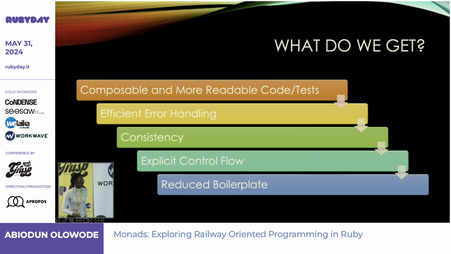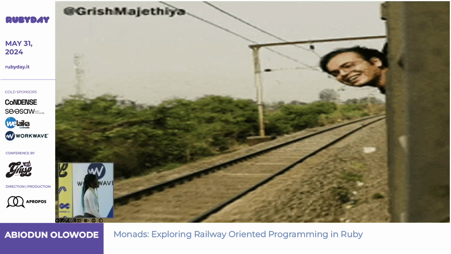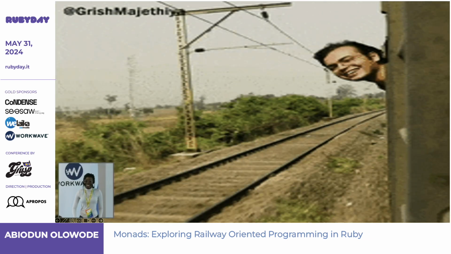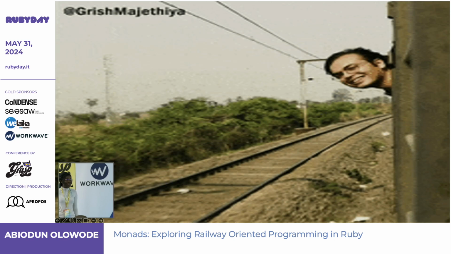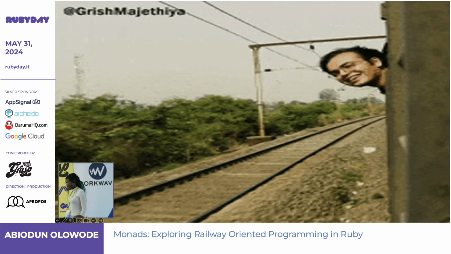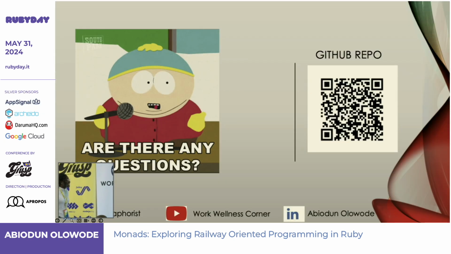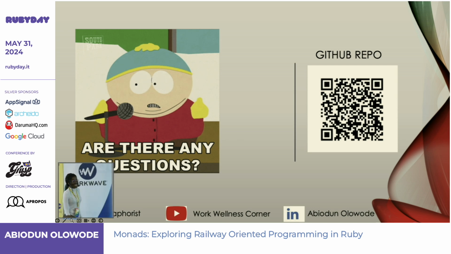But at the end of the day, what do we have? A happy code base, a happy user, happy Ruby developers, happy everything. Can you think of anything that could go wrong? Except live coding, of course. But any questions? Yeah, that's it.